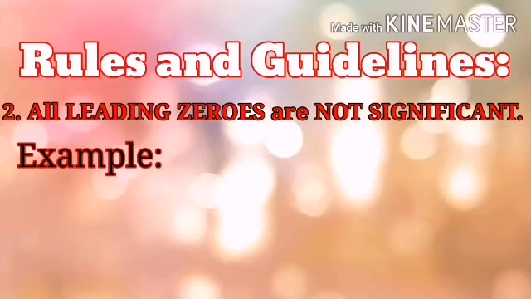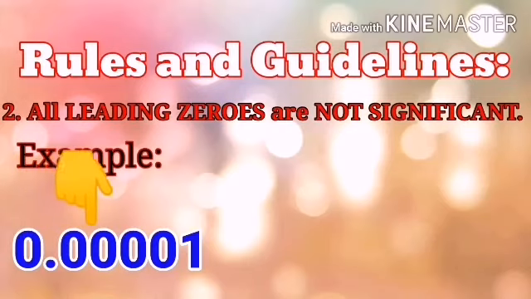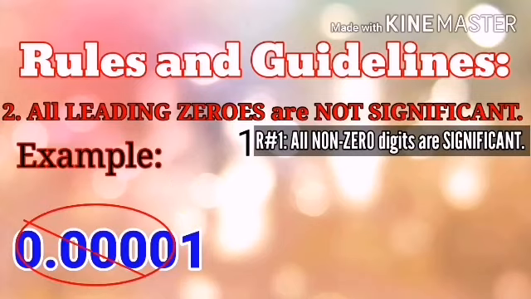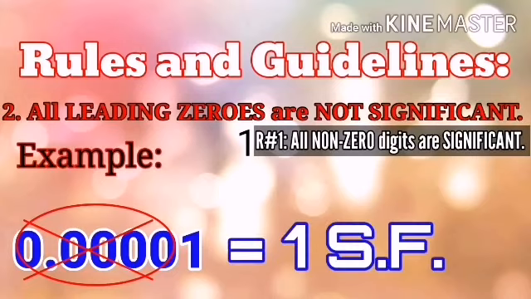Last example, for rule number 2, we have 0.00001. How many significant figures are there? Can you identify now? If your answer is 1, then you are correct. How? Why 1? Okay, let's apply again rule number 1. Again, what is that rule? All non-zero digits are significant, and we only have 1. In rule number 2, we have this one as not significant, the leading zeros. Therefore, we only have 1 significant figure for these numbers.